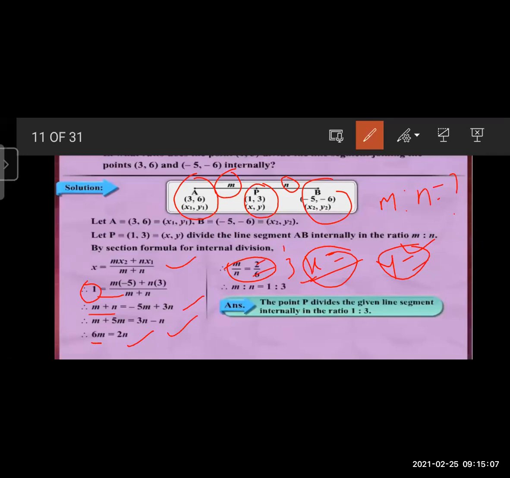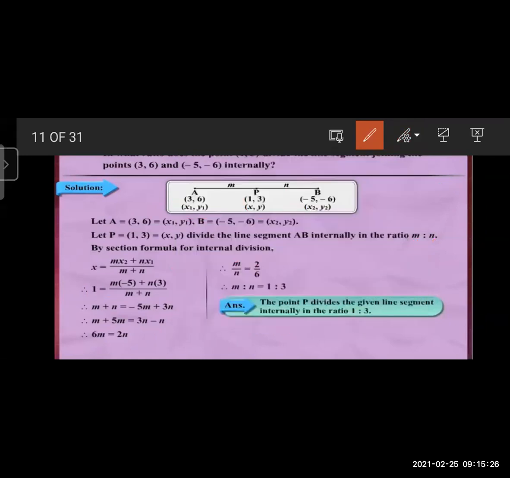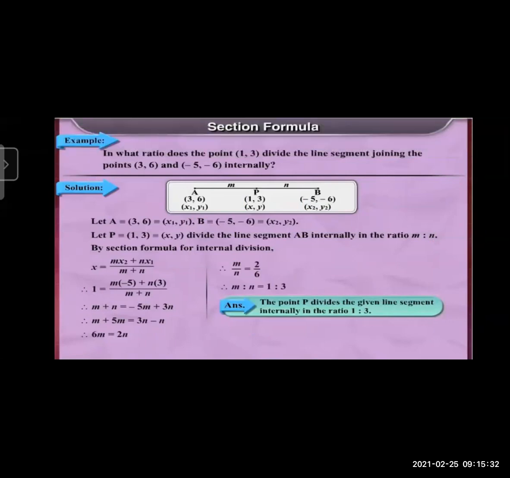So finally we write the point P divides the line segment AB internally in the ratio 1 is to 3. And in the final answer, we are not using the line segment AB because in the question points are not given. So here we write the point P divides the line segment internally in the ratio 1 is to 3.